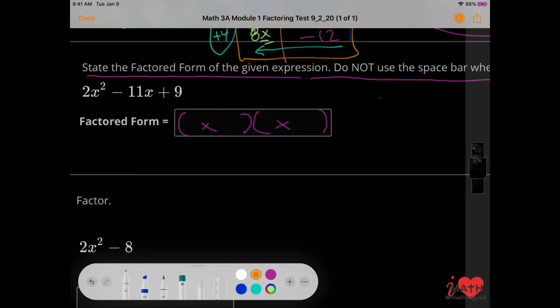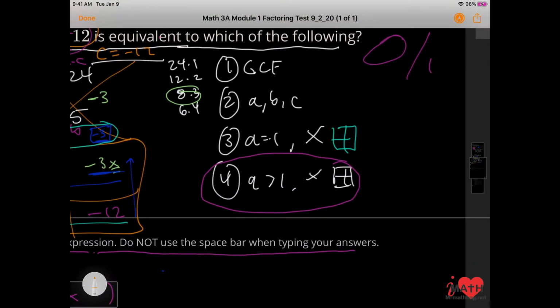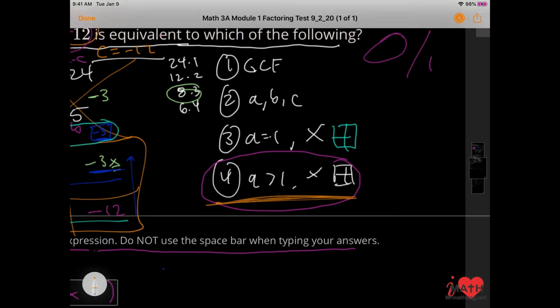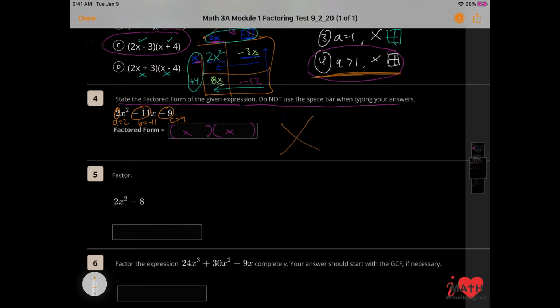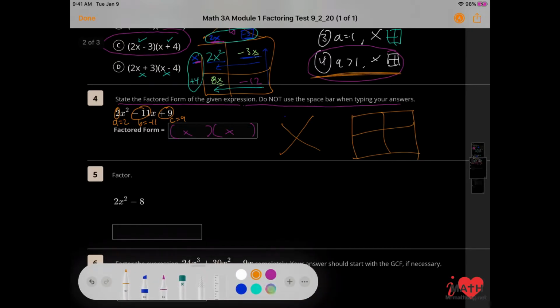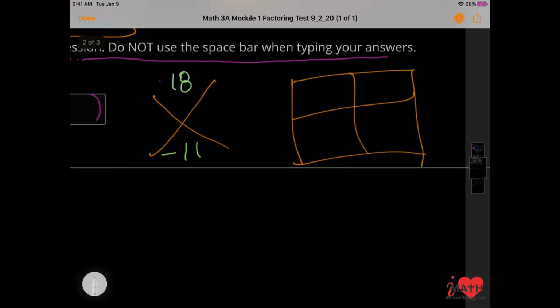I have an a value that's 2, b is negative 11, and c is 9. Going back up here, my a value is greater than 1, so I'm going to have to use the x in the box. Let's go ahead and do that. Here's my x, here's my box. Hopefully you're getting more confident with that. We're going to need that skill quite a bit this year. So a times c is going to be a positive 18, and my b value is negative 11. Again, go ahead and list out those numbers if you need help.